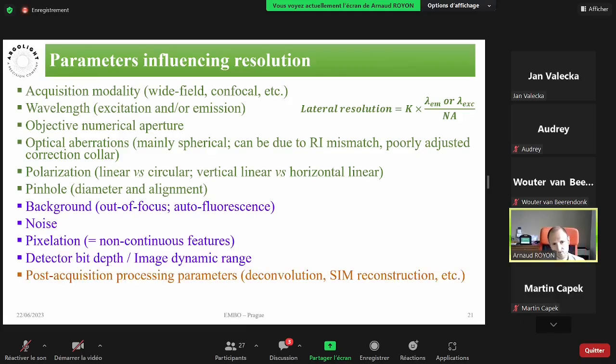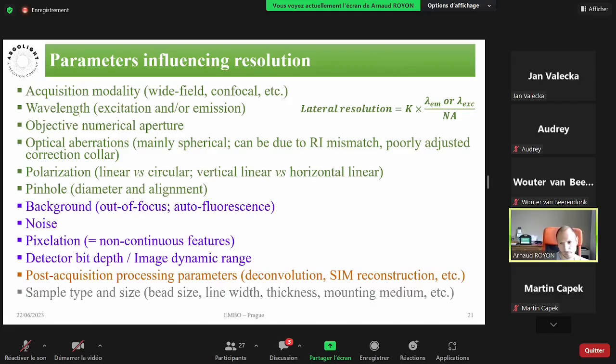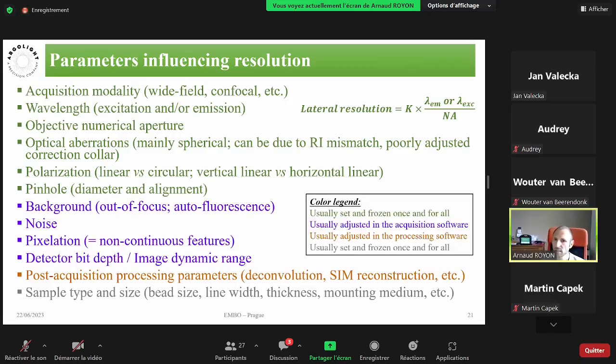When we deal with post-acquisition processing parameters, such as the deconvolution or image reconstruction, we can have an effect on the resolution, of course. And to finish, there's the sample type and size, like the bead size or the line width, the thickness of the sample, the lateral, median, and so on. Among all these parameters, there are some that can be set and frozen once and for all. They appear in green and in gray. But the other parameters can usually be adjusted either in the acquisition software or in the processing software.